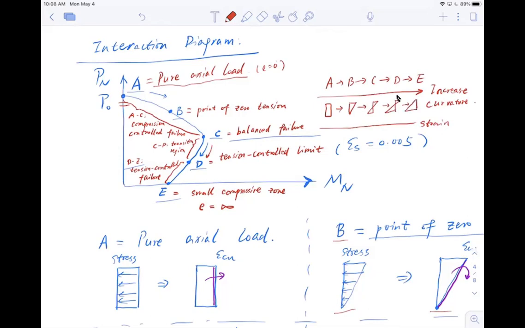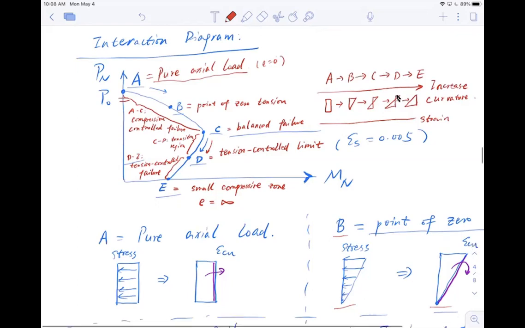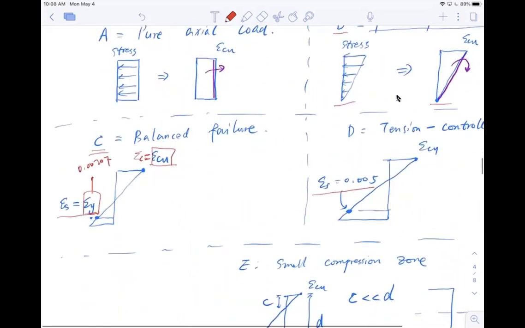So to help you remember, this will be a nice short cartoon to put in your head so you can remember it. It's all about strain. As I go from A to E, I'm basically increasing the tension side of it. So that's the trajectory of these critical points.